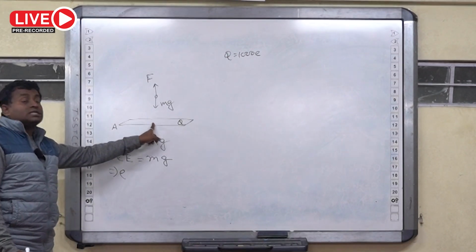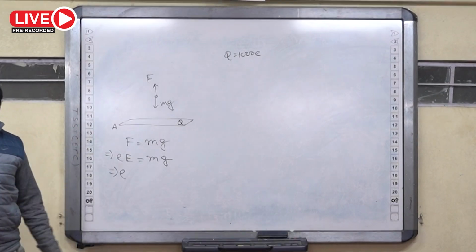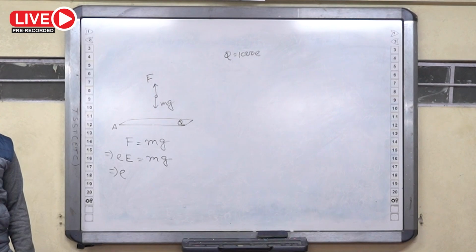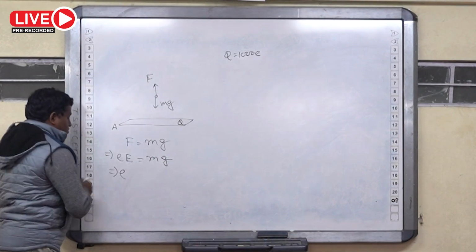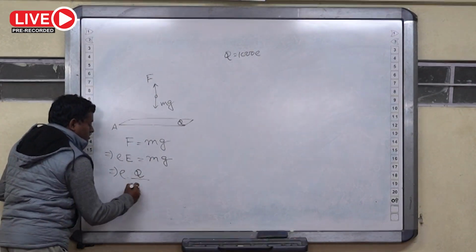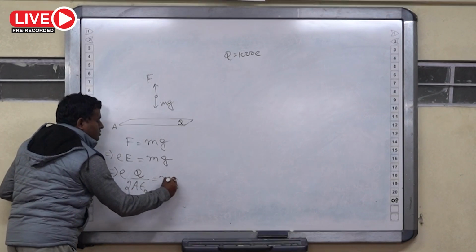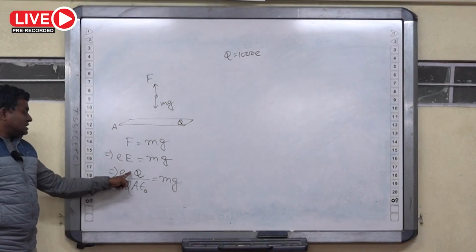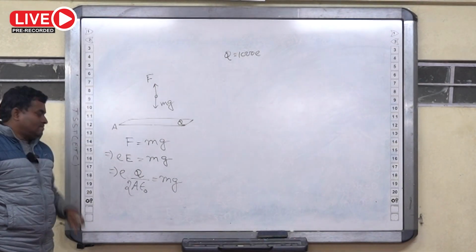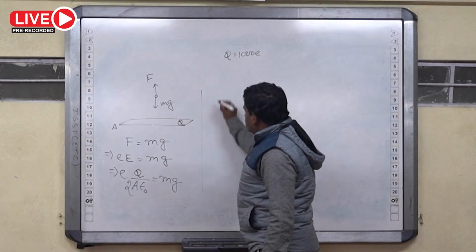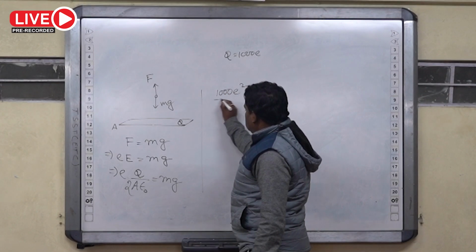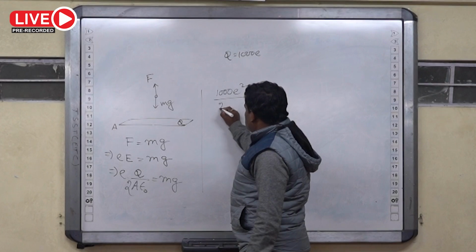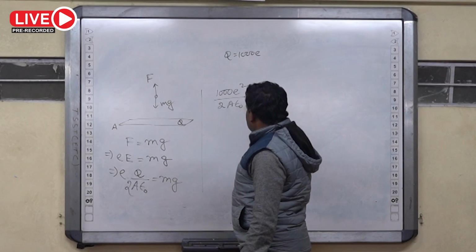So in that case, near this plane, what is the expression for the field? Sigma by 2 epsilon naught. Now sigma means the total charge divided by area. So that is Q by 2A epsilon naught, equal to mg. Now what is Q given? 1000 e. So substitute. So it will be 1000 e square divided by 2A epsilon naught mg.